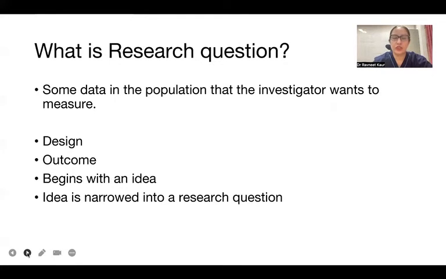What the researcher wants to know is what data in the population the investigator wants to measure. What will be the design of the study? What outcomes does the researcher want to measure? It all begins with an idea, and that idea is then fine-tuned into a research question.